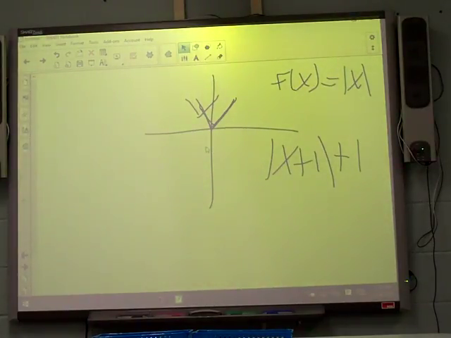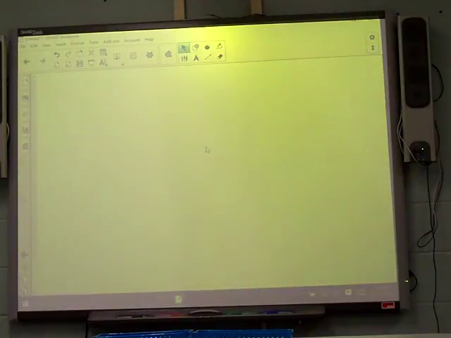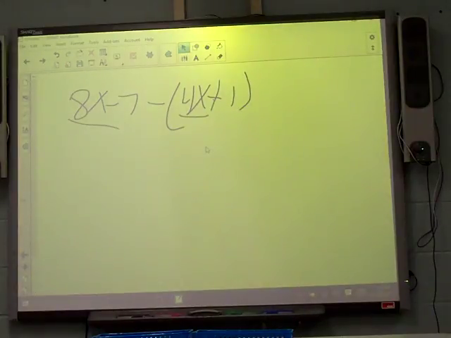All right, number 7 is like we've had on the bell ringer the last few days. It just wants you to subtract the functions. I got f of x, which is 8x minus 7, minus g of x, which is 4x plus 1. So you just have like terms to subtract. 8x minus 4x. Be careful here. Negative 7 minus 1.